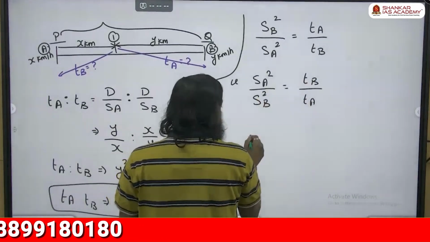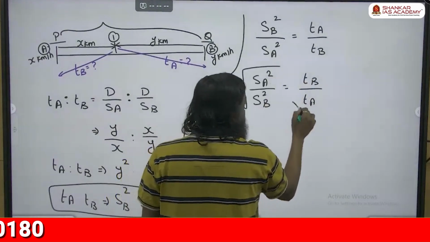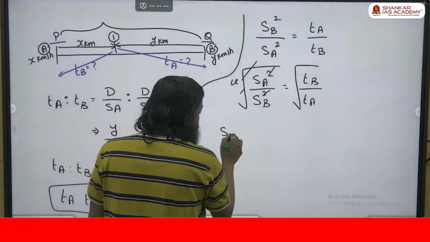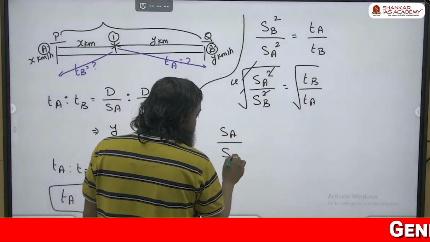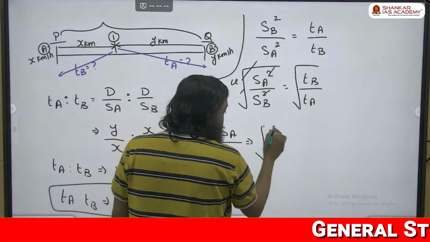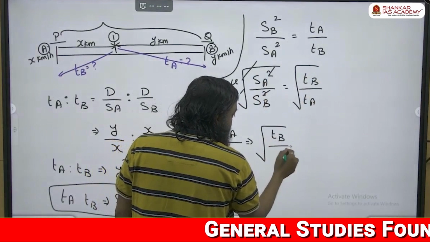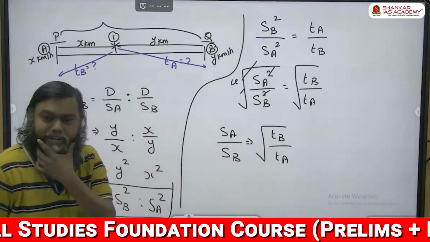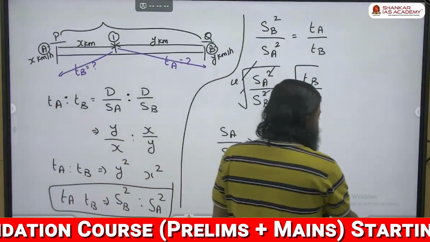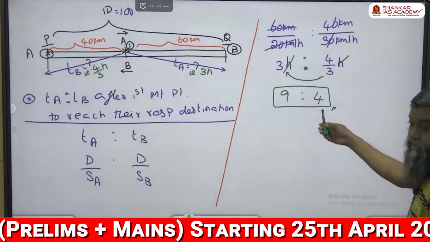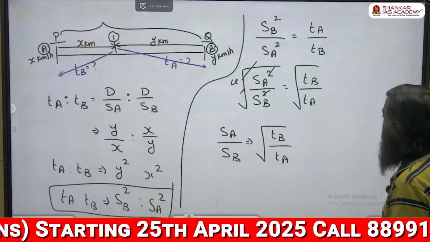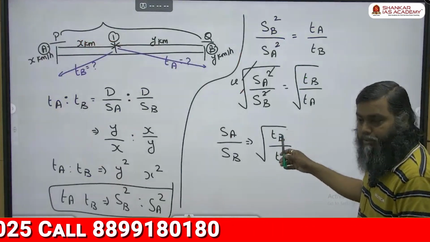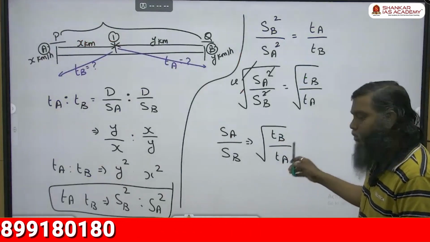Now to remove the square, I have to take the square root on both sides. So cancelled. That means what is the ratio of the speed of A and B? Time taken of B by time taken of A, take the square root. Do you understand or not? What is time taken of B? Here 4, there 9. So here 4, here 9. What is the square root of 4? 2. Square root of 9, 3. So 2:3 is the answer.